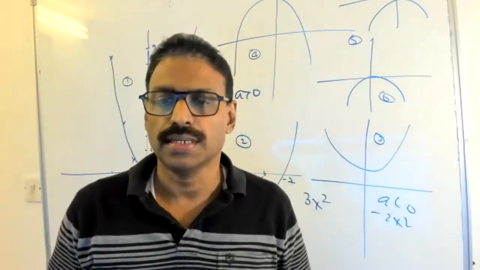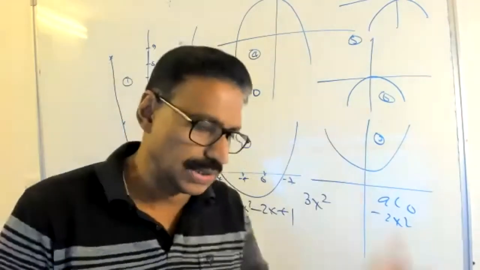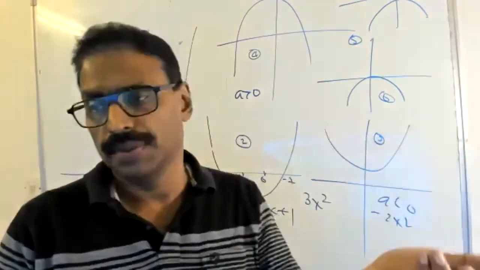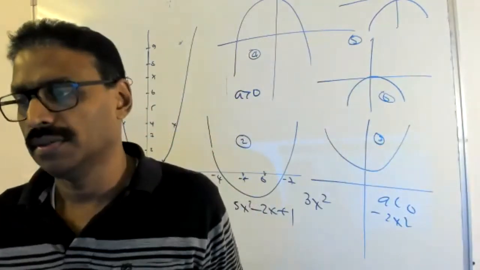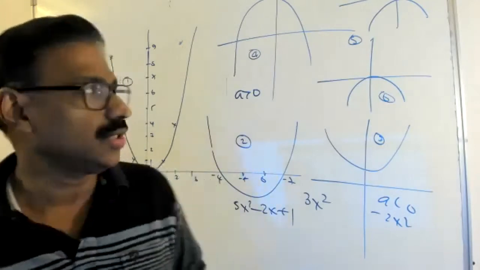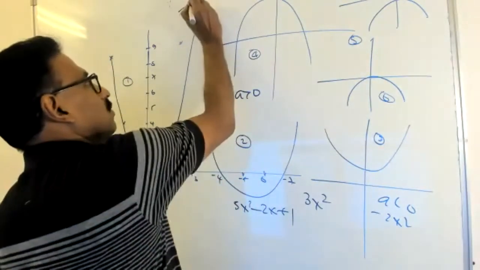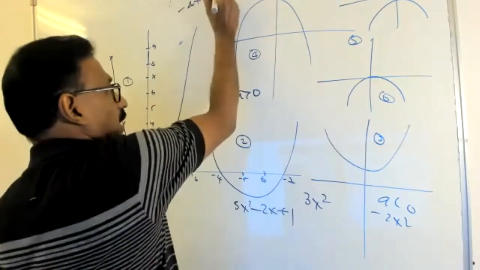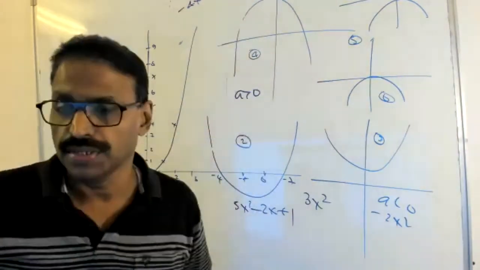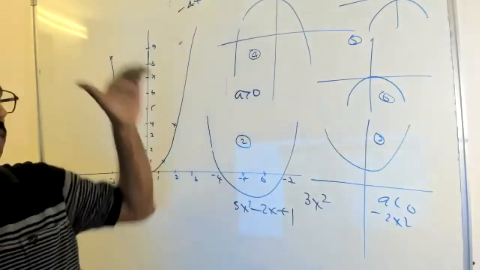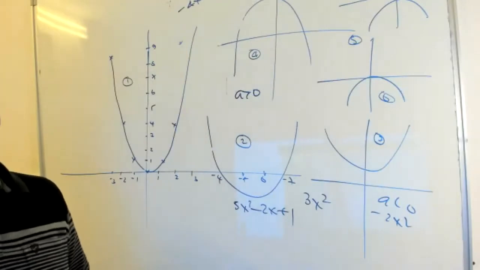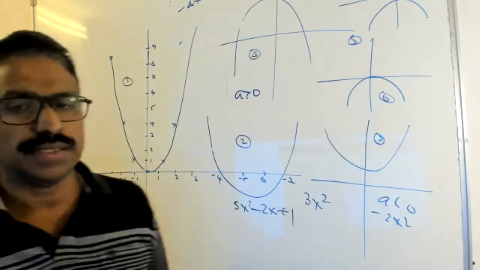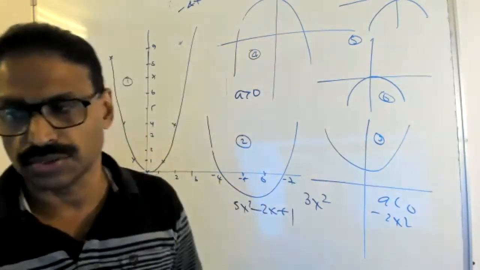That means if A is greater than 0, the parabola opens up. A less than 0, the parabola opens down. Clear or not? Are you okay? So my question: minus 4x square plus 2x plus 1. When you draw the graph, what shape will this be? Open up or open down? Open down. Why? Because A is less than 0.